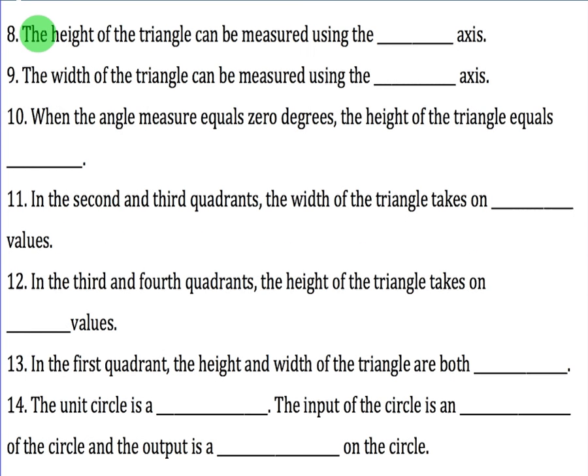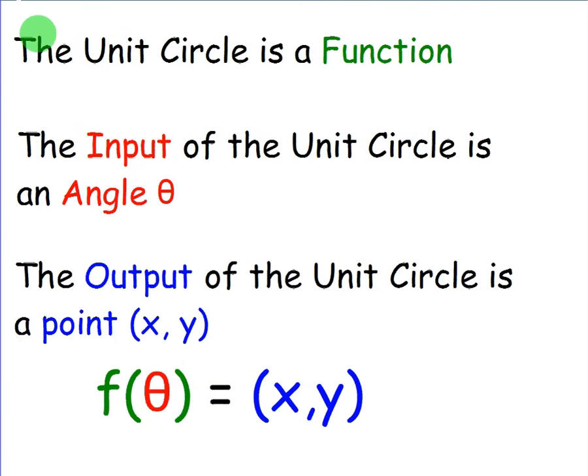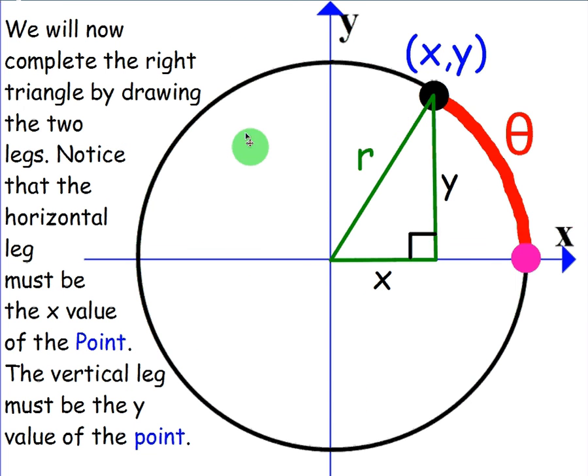Let's go to number 10. When the angle measure equals 0 degrees, the height of the triangle is also going to be 0. Okay, again, I'm going to pull up an app and show you guys what that looks like. Let's go back to the picture and answer the rest of these questions. In the second, third quadrant, the width takes on negative values. Why? Because you're to the left of the y-axis, so x is negative. So number 11, negative values. Yes?